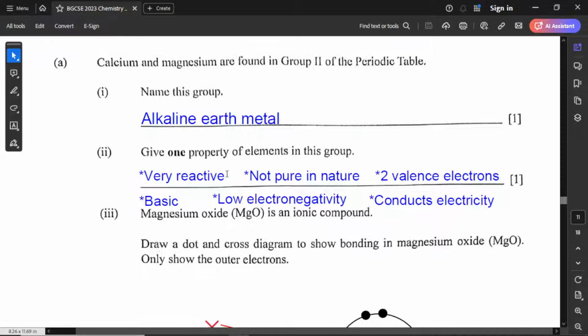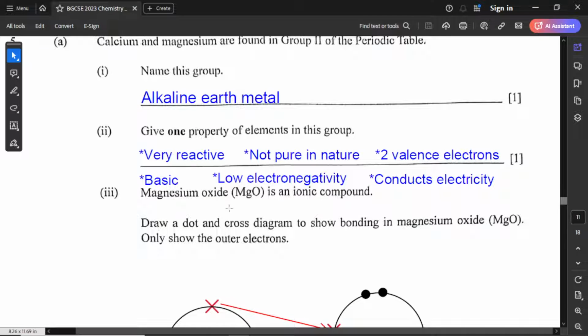And yes, they're very reactive. They're not pure in nature. They do not exist as a pure element in nature like that. They have 2 valence electrons for sure. They generally form basic compounds. They have low electronegativity, and conduct electricity as well.